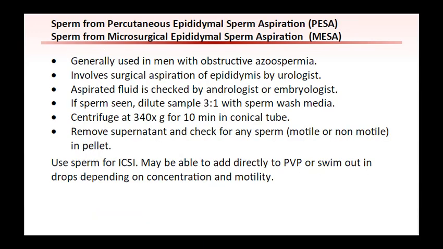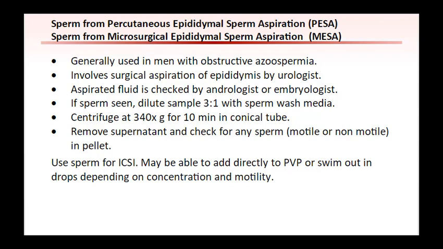Percutaneous epididymal aspiration, or PESA, generally is used in men with obstructive azoospermia and involves surgical aspiration of the epididymis by a urologist. Sperm from PESA is easier to locate than sperm from testicular tissue, but less abundant in most cases than poor ejaculated samples.